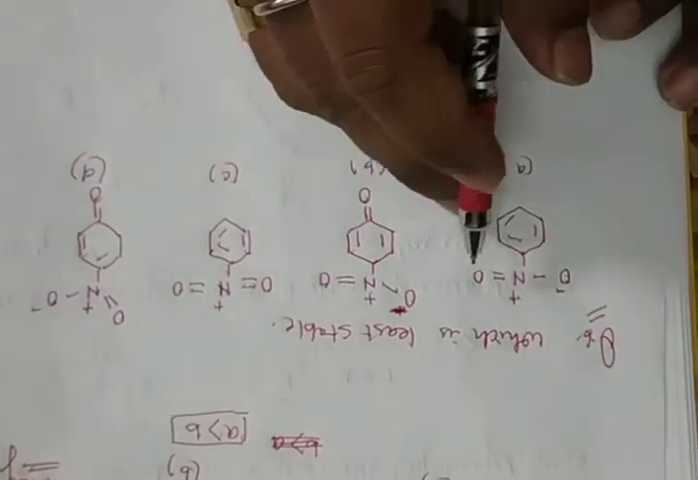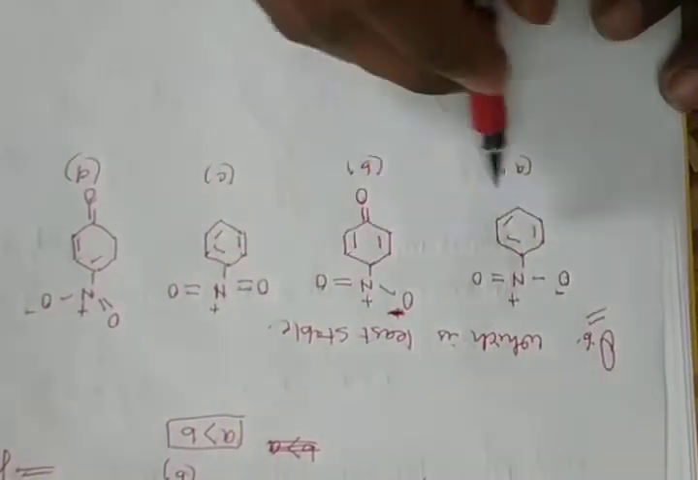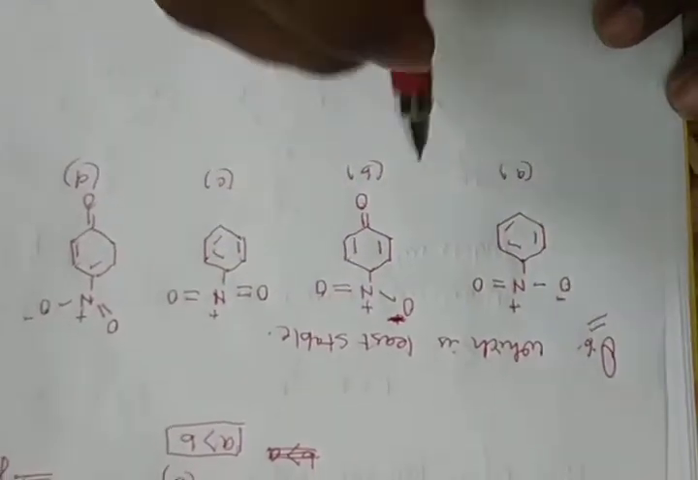Okay student, now there is a very important question which is least stable. So there are 4 options. So first you check the valency.